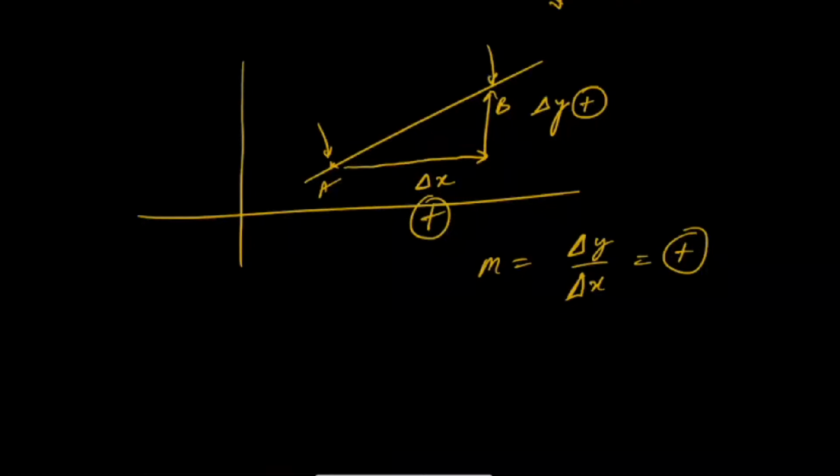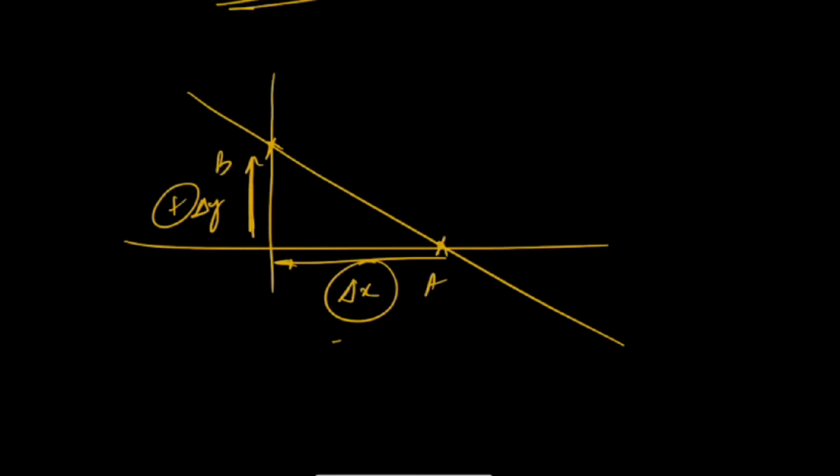Correct? And this also makes an acute angle with what? Horizontal, what positive? X-axis. So tan theta is also positive. We have seen that in first quadrant, whenever angles lie between 0 and 90 degrees, tan is positive. All are positive. Sin is positive, cos is positive, and tan is positive.